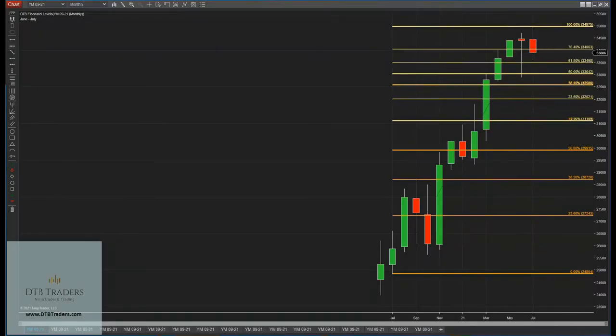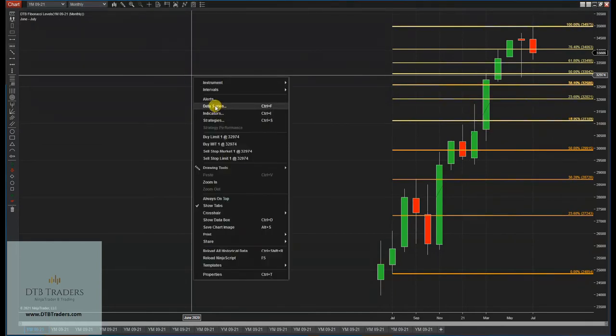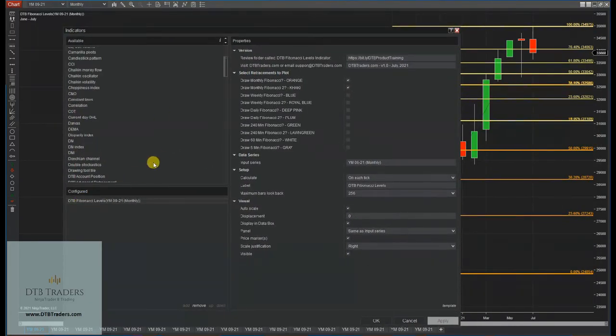Hey guys, so in this video we're going to cover the new addition to the DTB system. This is the 20th of July where I am. So we'll have a look at the indicator, DTB Fibonacci Levels. What this is going to do is you're going to be able to draw the Fibonacci levels for monthly, weekly, daily, for the 240 minute, the 60 minute and the 5 minute. And you're going to be able to select which ones you want on each chart.